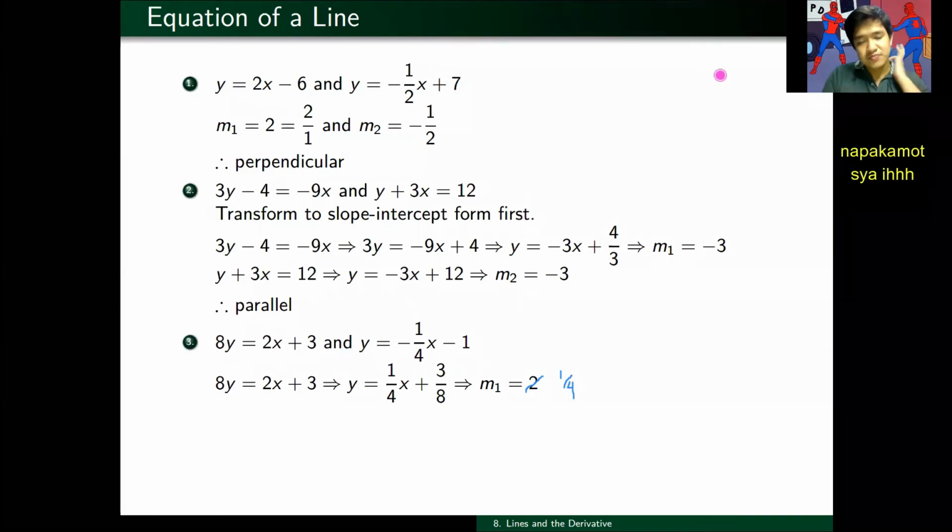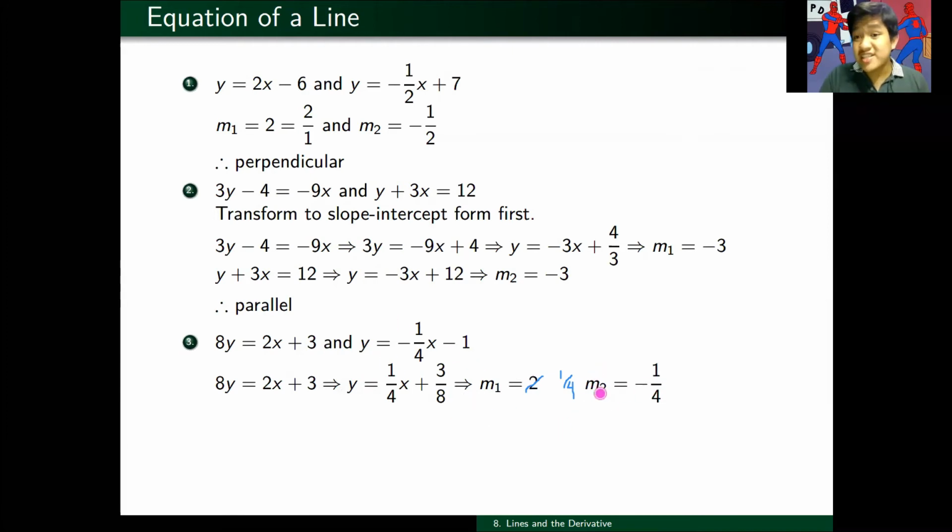Good. Now, itong second, it's already in the form y equals mx plus b. Just need to identify the m is, in this case, it's negative 1/4. So what can you say about the two? They are not the same. Yung isa 1/4, yung isa negative 1/4. No? They are also not negative reciprocals of each other. Negative reciprocal na 1/4 is negative 4. Diba? So what can you say? They are neither parallel nor perpendicular. Okay?